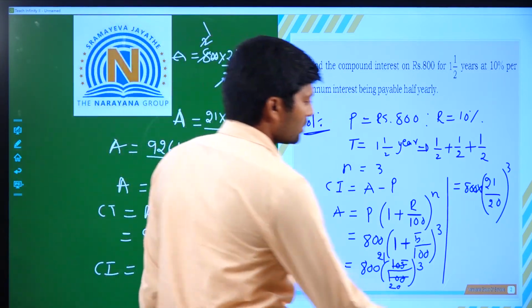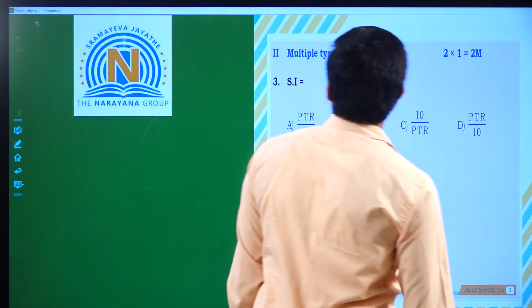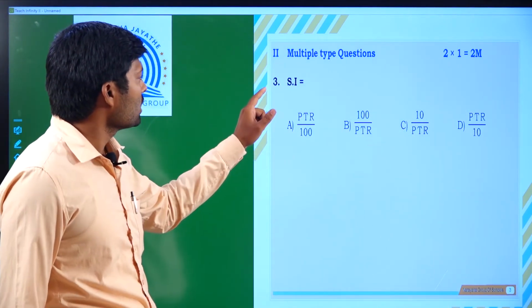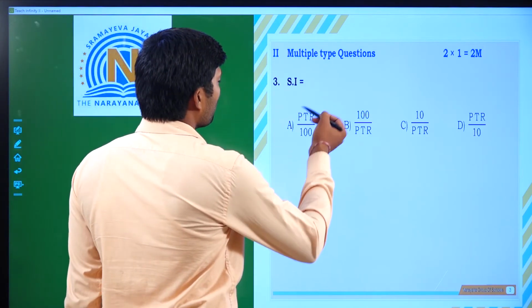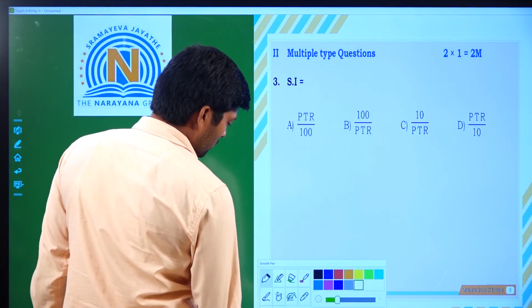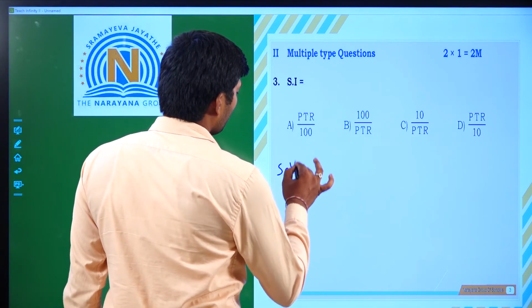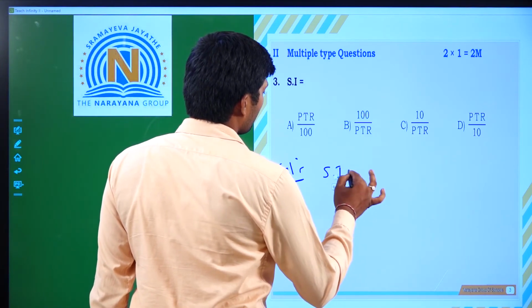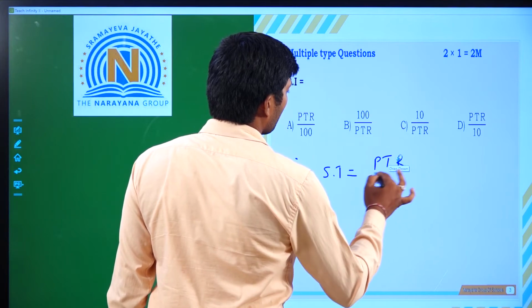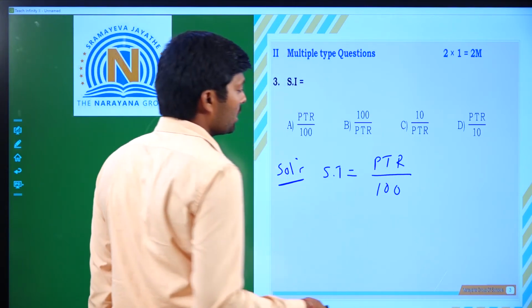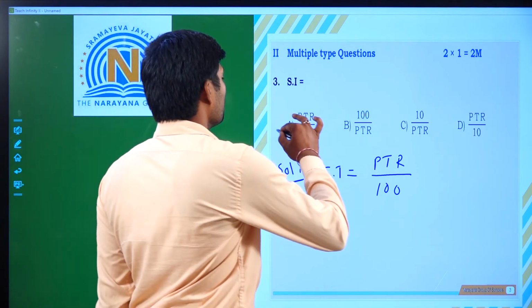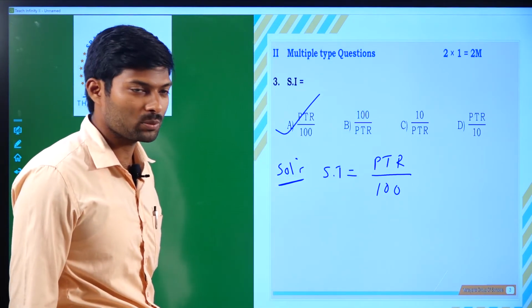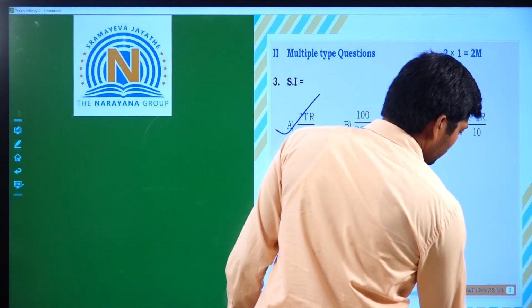Let's go for the next question. Yes, multiple choice question. SI is nothing but simple interest. The simple interest formula is PTR by 100, where P is the principal amount, T is the time period, and R is the rate of interest. So which is the right option? Option A is the right option. Let's go for the next one.